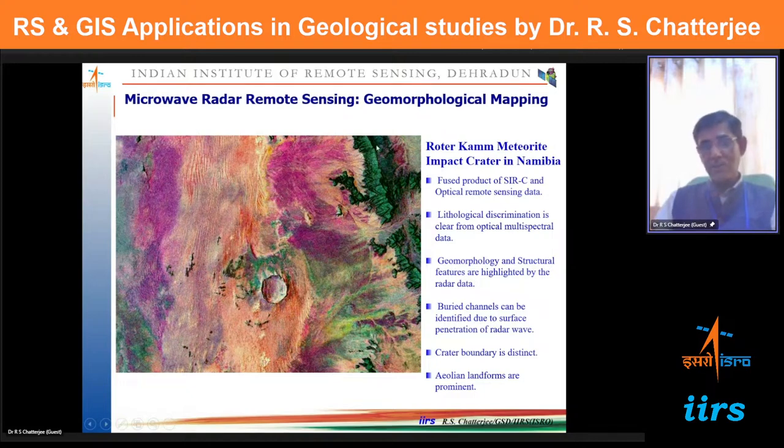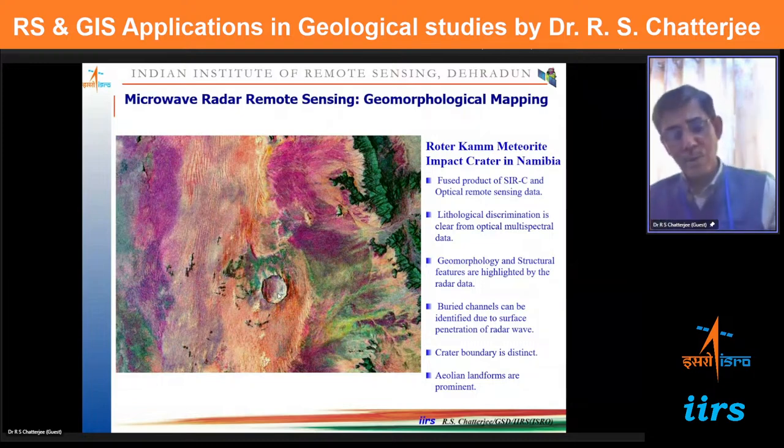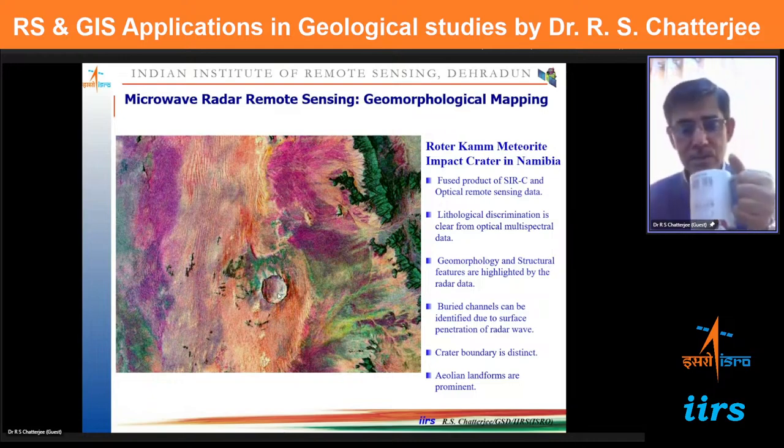Similarly, you see these geomorphological features, these structural hills. Here the microtopographic information is much more highlighted. Similarly, in this area you see the dunes, these longitudinal dunes. So the aeolian landforms are very, very clear because the radar image is fused with the optical multispectral image. Also, you see there is an impact crater and the crater boundary is so sharp because the radar image has been merged. So many such features will be highlighted when you use a merged product of the optical multispectral image and the radar image.